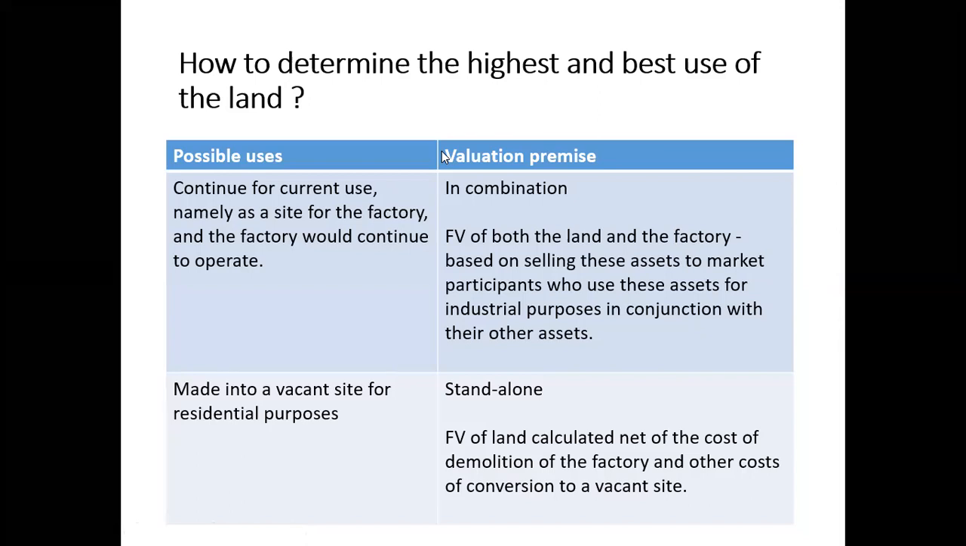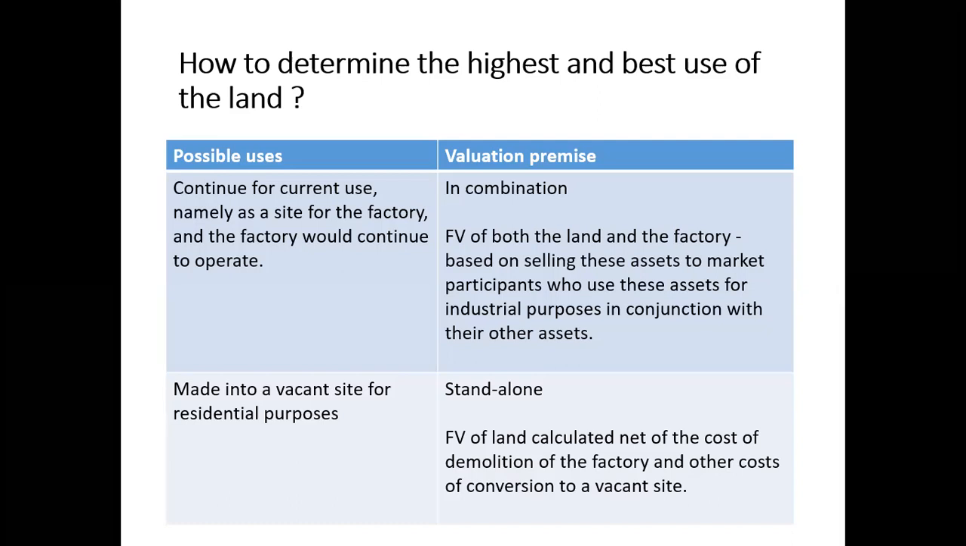So there is a question. If there are no factories or any buildings on the land, what happens about the valuation methods, in combination or standalone? Yeah, you're talking about just a kind of land, let's say a vacant land. Let's say that currently you make an investment. You have some money with you, so you just go and purchase a land for your business. So it's a vacant site.